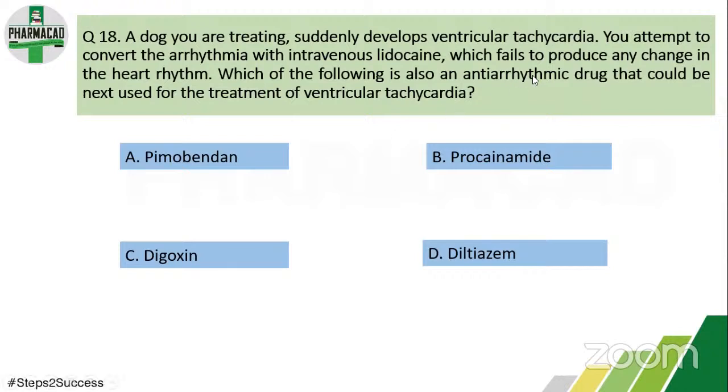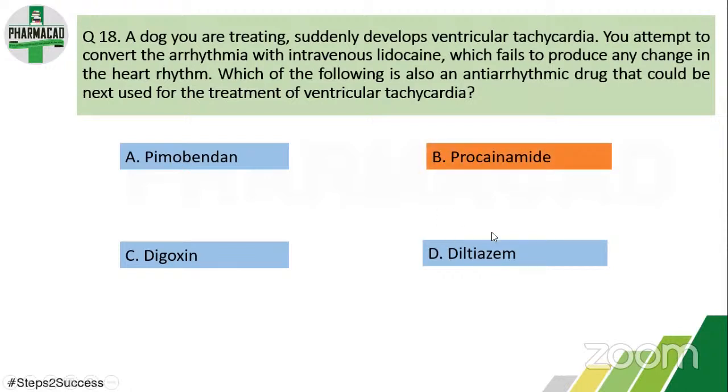Okay. So, there was a dog, you treated the dog, it suddenly developed ventricular tachycardia. The first drug you used was lidocaine, but lidocaine did not produce any change in the heart rhythm. So, let's see which drug was useful in ventricular tachycardia. The answer here is procainamide.